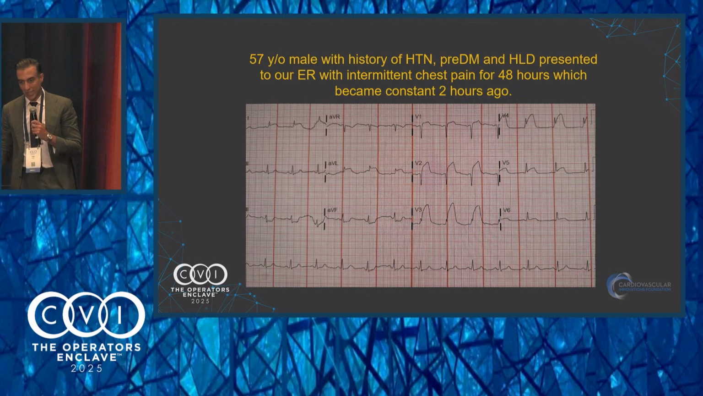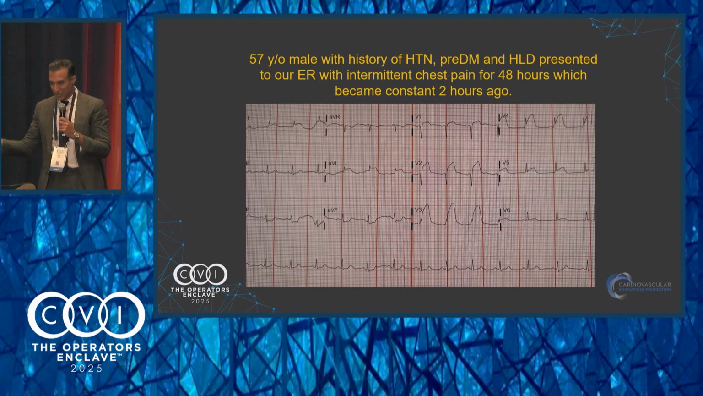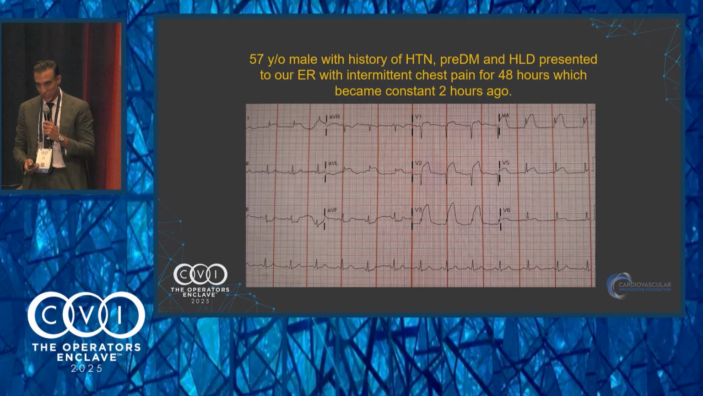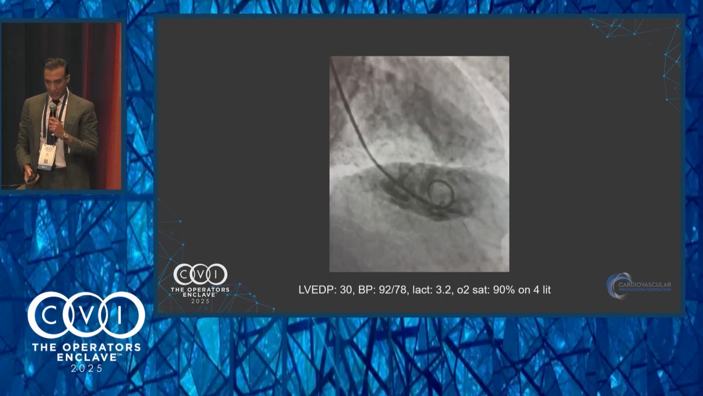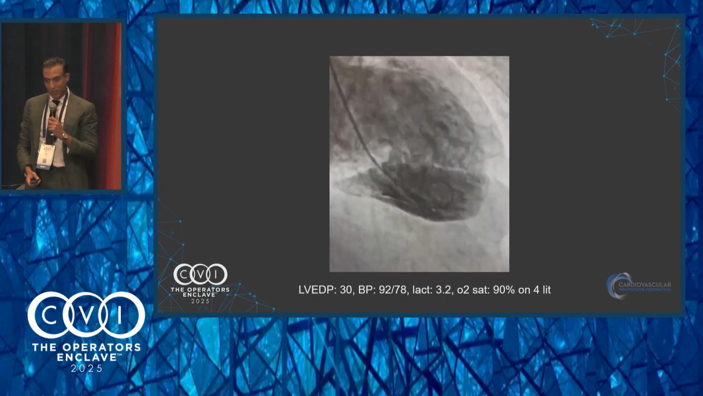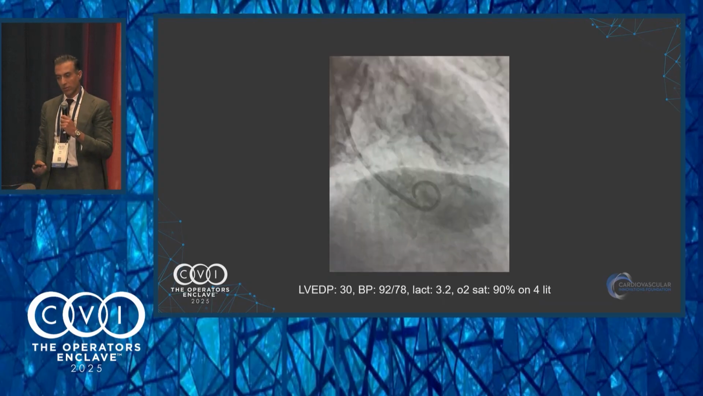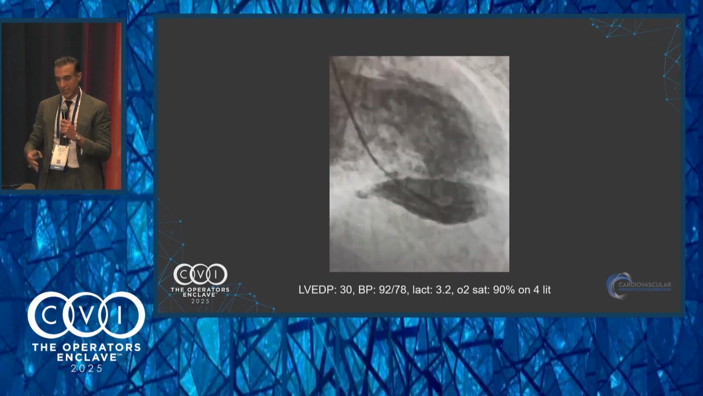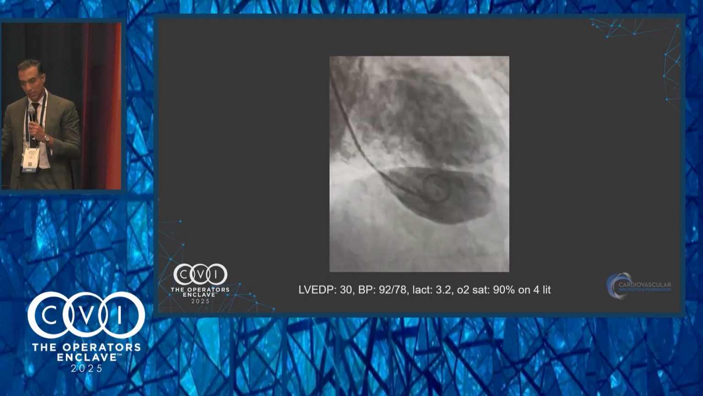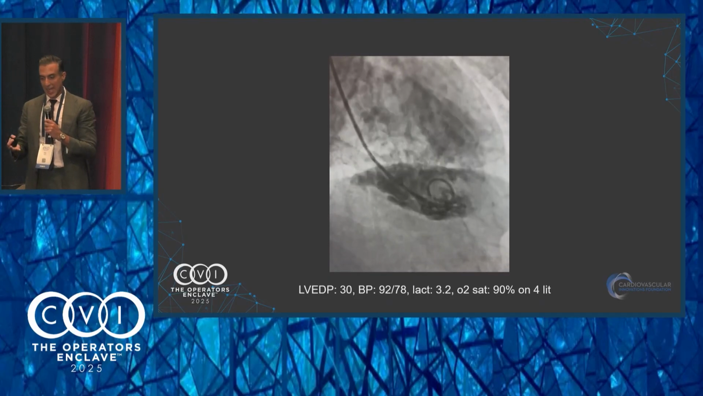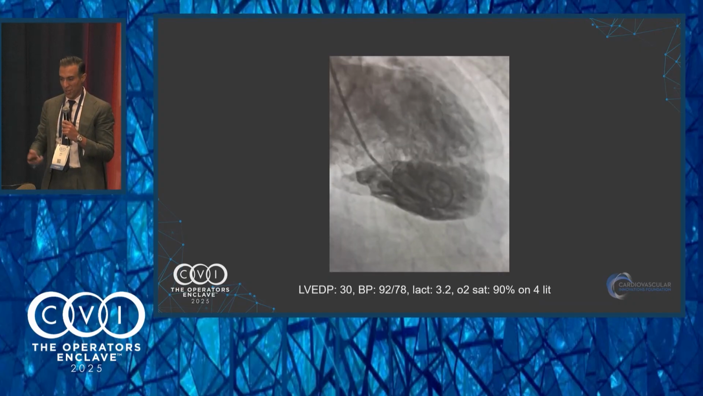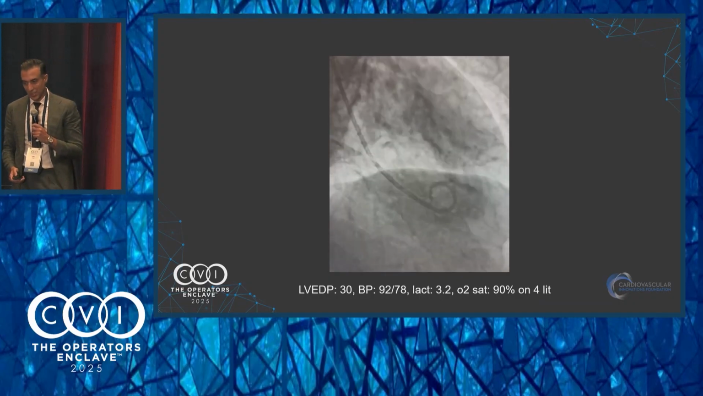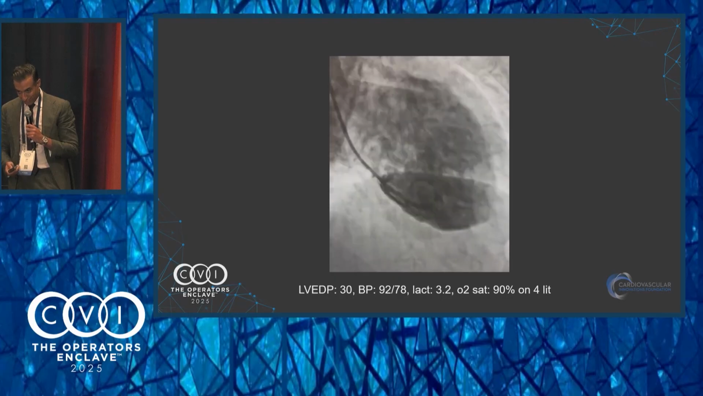I'm going to start with a quick case. A 57-year-old guy, usual risk factors, came to our ER with two days of chest pain, this EKG, clear-cut anterior ST elevation. Took him immediately to the cath lab. He has an EDP of 30. His blood pressure is 92/78, low enough that nurses keep asking you, should we give neo? Should we start the patient on fluid? His lactate is 3.2. He's in moderate respiratory distress, sitting at 90% on 4 liters.